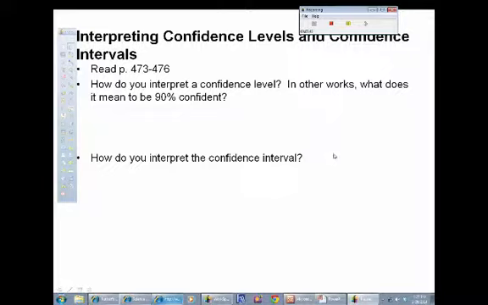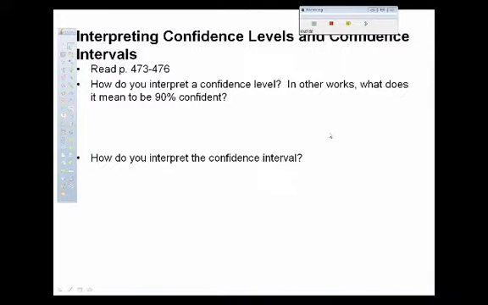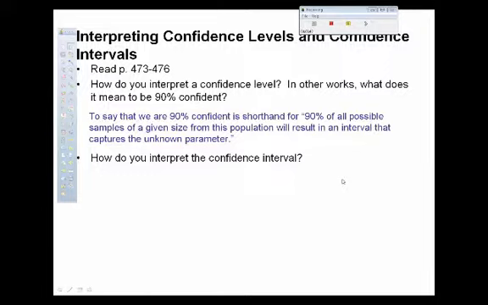So how do we interpret a confidence level? In other words, what does it mean to be 90% confident? To say that we are 90% confident is shorthand for saying 90% of all possible samples of a given size from this population will result in an interval that captures the unknown parameter. And how do we interpret a confidence interval?